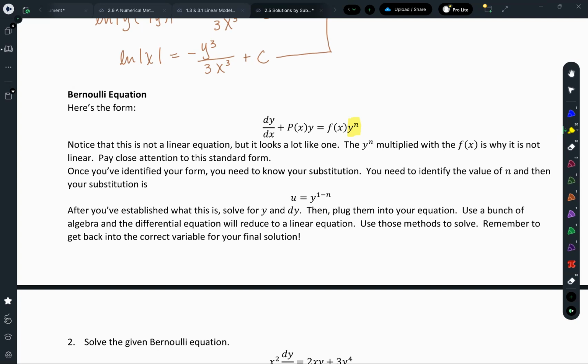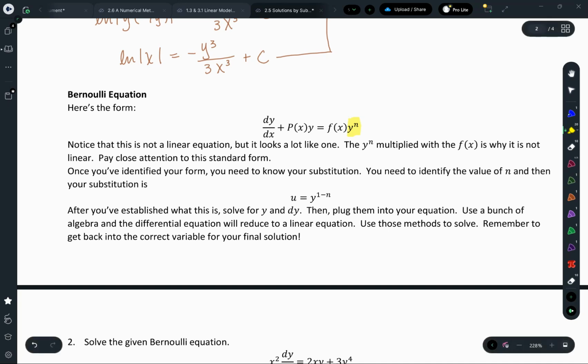So we have the right form. We have dy/dx by itself, plus p of x times y, equals f of x. But the problem is there's a y raised to a power on the right-hand side, and so this is no longer linear. This is actually nonlinear, and so we have to fix that somehow. And given that it looks almost linear, it is natural to think that whatever we do to fix it will make it linear. And that is true.